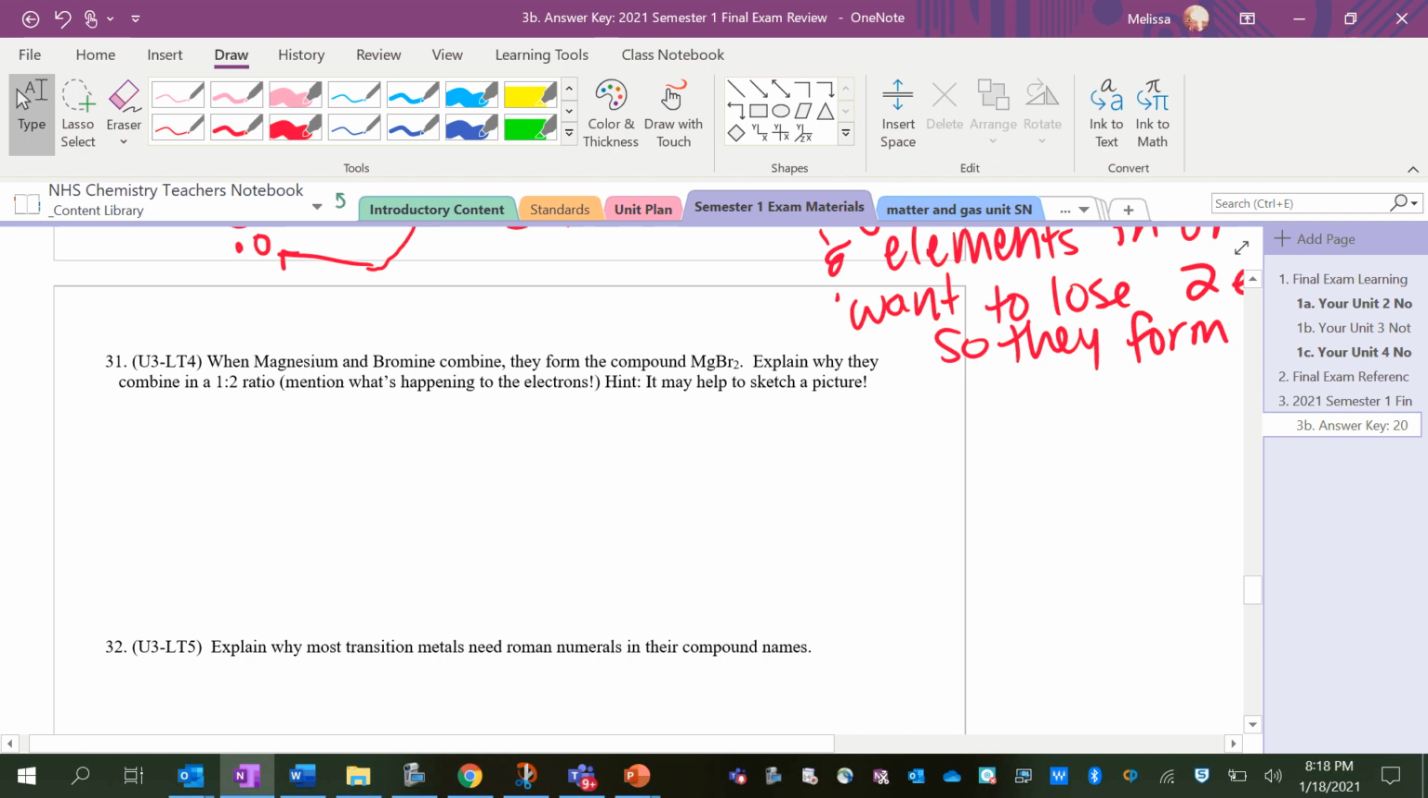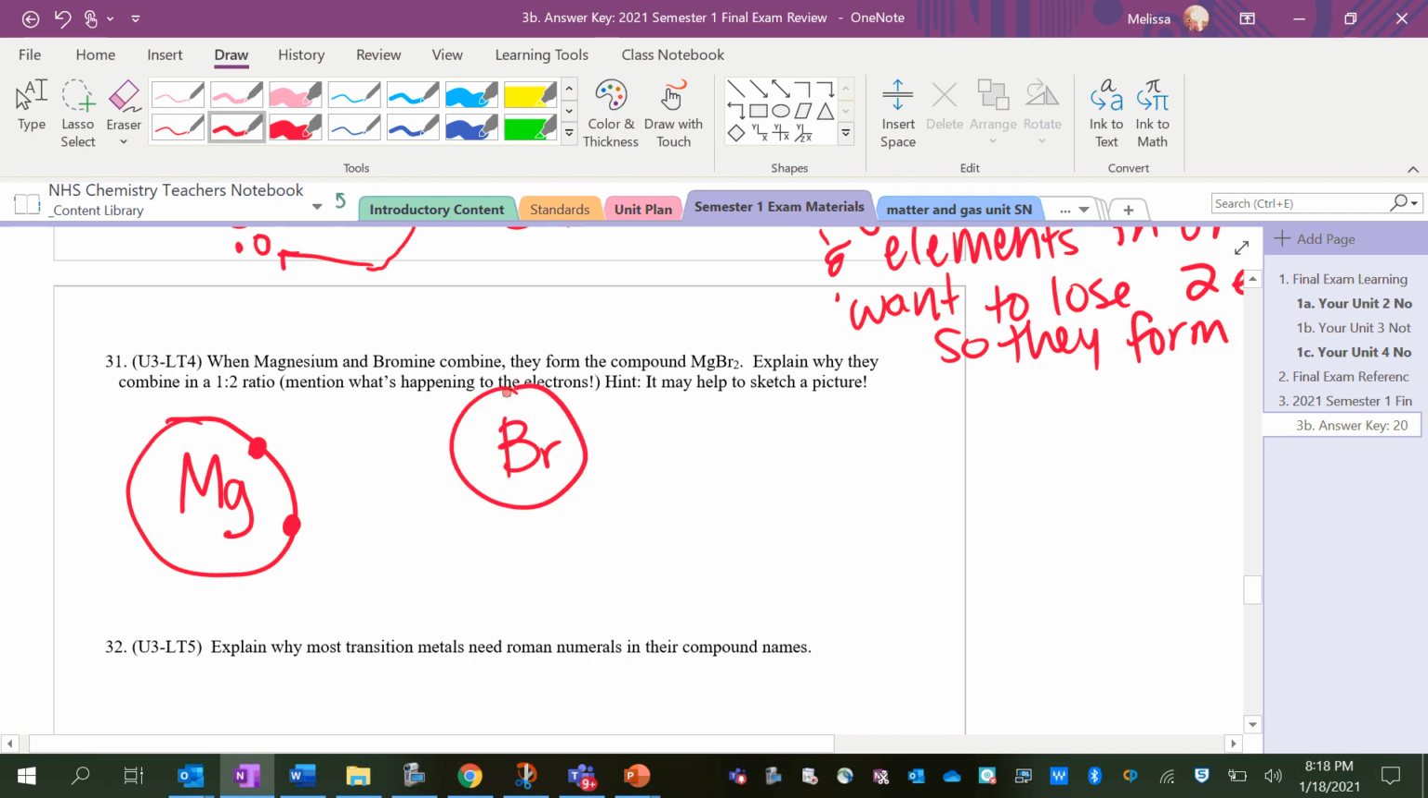When magnesium and bromine combine, they form MgBr2. Explain why they combine in a 1:2 ratio. Mention what's happening to electrons. It may help to sketch a picture. Okay, magnesium is in group 2A. It's got 2 electrons that it wants to lose. Bromine is in group 7A. So it's got 1, 2, 3, 4, 5, 6, 7 in its outer shell, and it wants to gain 1.